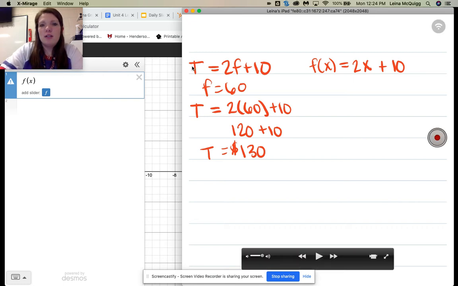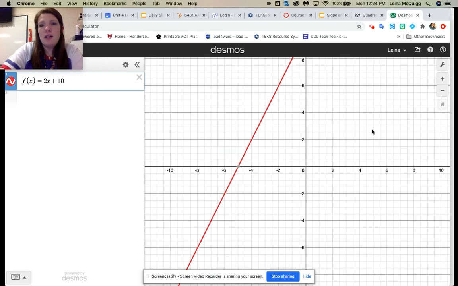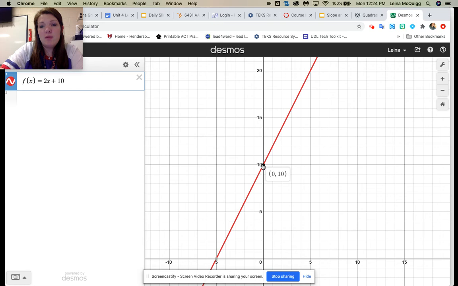Okay, so this is the function I'm going to write. All I did was change this t out for f of x, and I changed my f out for my input variable, which was x. Okay, so f of x equals 2x plus 10. So here's the line that represents the function I'm talking about. And we see our y-intercept is in fact 10, and we could figure out our slope is actually 2.